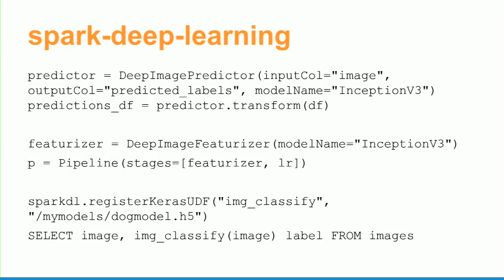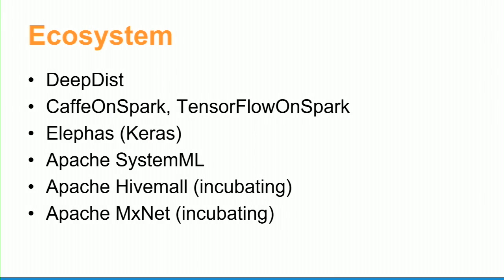So here's some example of what it looks like. So you can build a predictor and then do transformation like the pipeline model that we talk about. You can have a featurizer plugged into the ML pipeline directly. Or you can register a model that you built previously and then just use SQL to apply your model that way. And it does so using the TensorFrame map rows function internally, which translates to map partition as well.